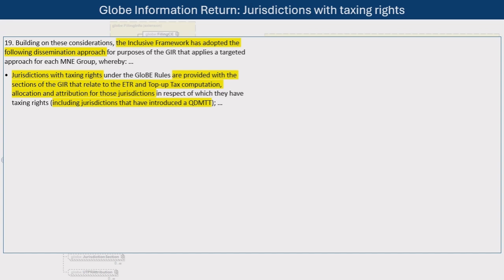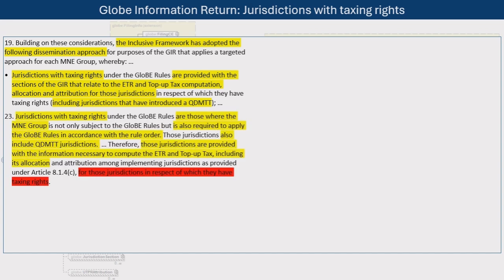But note that we are not talking summaries here. We're talking detailed numbers. And even if we go a little further, paragraph 23 now describes the jurisdictions with taxing rights in detail. It says jurisdictions with taxing rights under GloBE rules are those where an MNE group is not only subject to GloBE rules but also is required to apply the GloBE rules in accordance with the rule order. Those jurisdictions also include QDMTT jurisdictions. I have no idea what that means, in the sense, do they then also get everything?